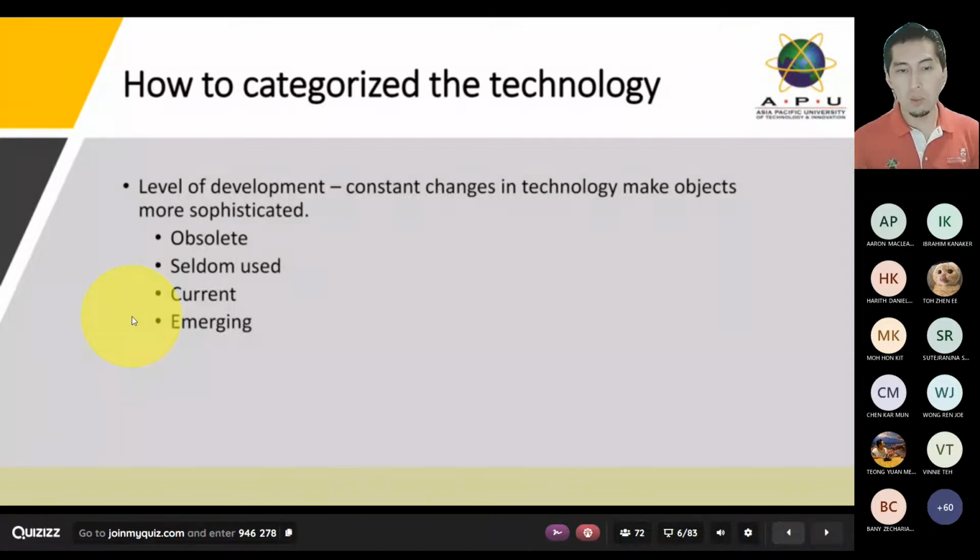A quick question here. When we are talking about level of development and obsolete, seldom used, current, emerging, how long do you hold on to a particular phone model that you have? I just wanted to type a few responses in the chat so that you do not need to type. I'm going to put here less than 2 years.